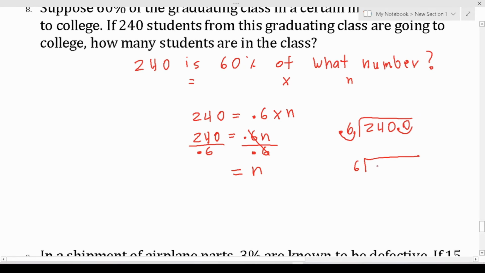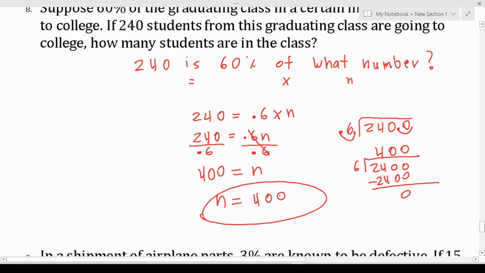That is one time. So in reality, this is 2,400 divided by 6, which is much easier to work out. 6 goes into 24 4 times. Bring up those two zeros. So we know 6 times 400 is 2,400 with no remainder. So in this case, n is 400. Again, it's customary in math to write the variable for which you solved on the left, so n equals 400. This n refers to how many total students there are in the class, so there are 400 total students.